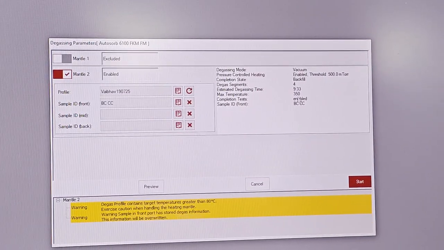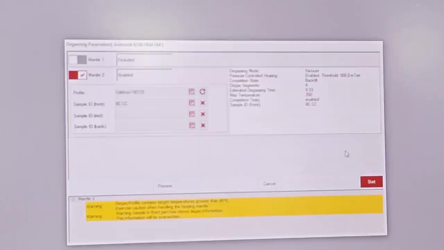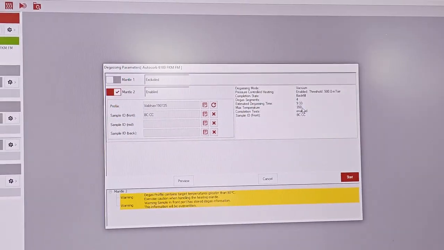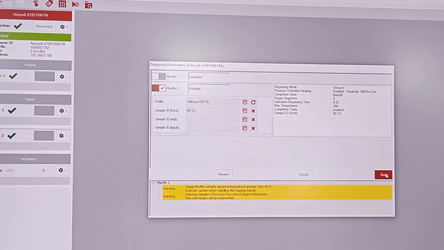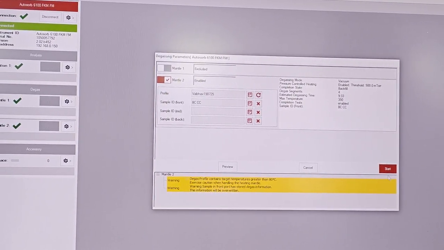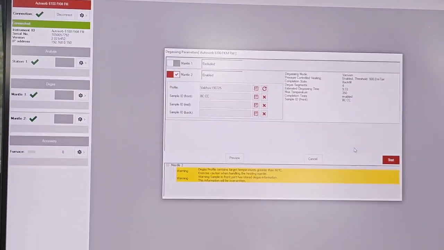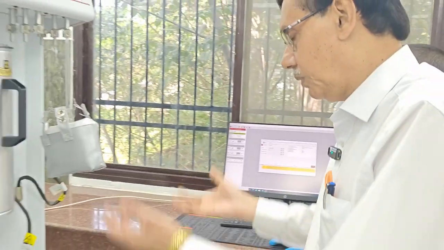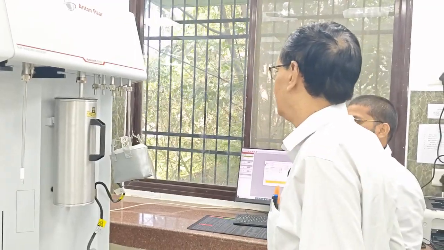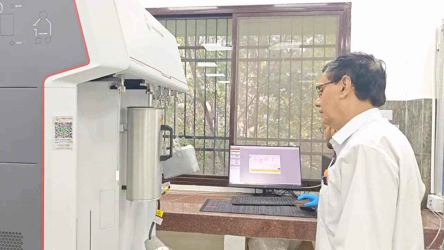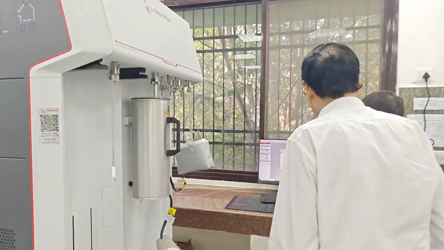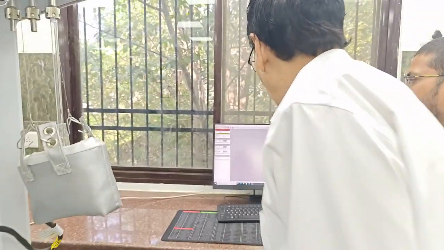What is the maximum temperature and what is the sample ID? Maximum temperature is 350, it will reach up to 350 degrees centigrade. So you can understand the role of this cold trap device, because when we impose such high temperature, there may be some vapors and others, so they are trapped. When we start this degassing, it will automatically start.